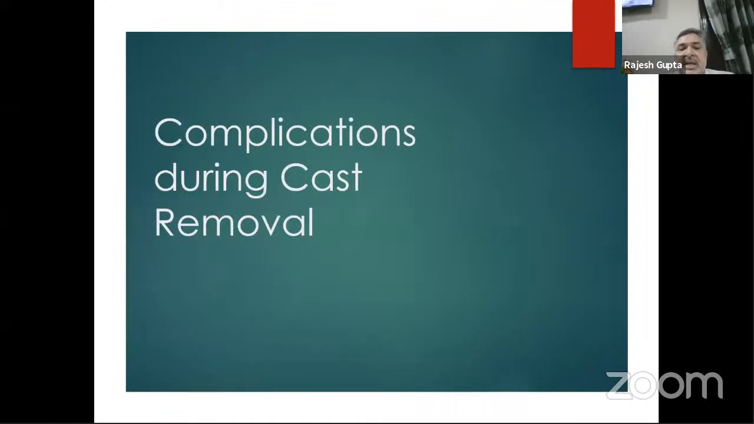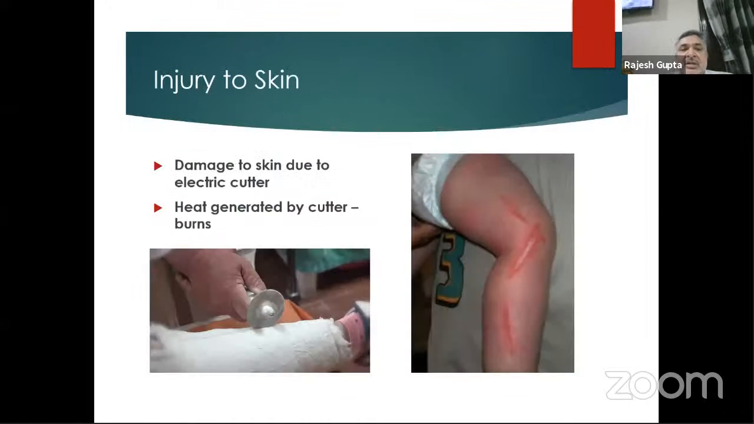Now, complications can occur during cast removal. There may be damage to the skin due to the electric cutter, or there may be burns due to heat generated by the cutter. So we have to be very, very careful.